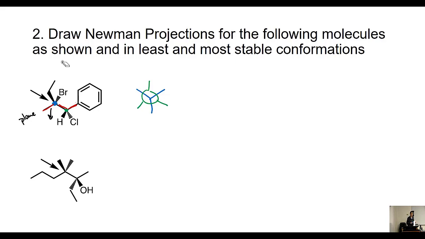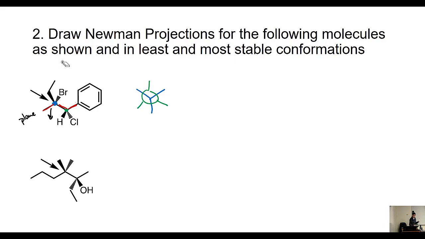Generally speaking, the questions won't ask you as shown. I just drew as shown because that helps you logically think through how to draw it. And then we'll talk about how to change it into your most and least stable conformations. Okay. So, blue is front, green is back.